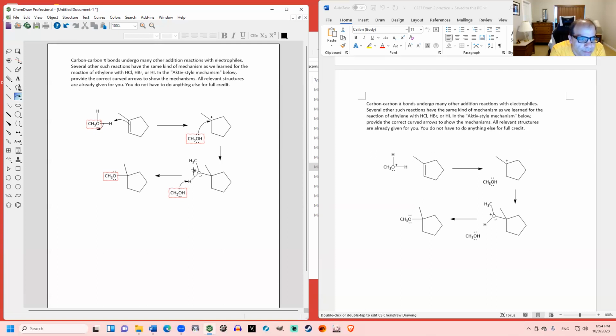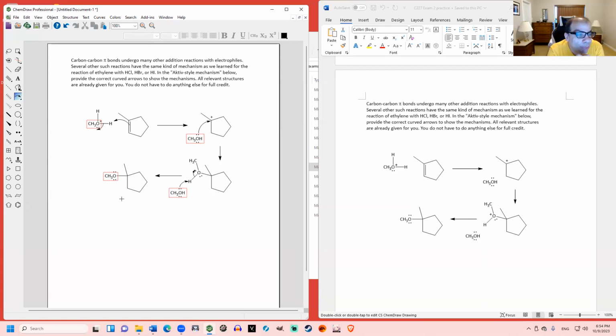And I'm a little bit limited on ChemDraw, I can't always draw the arrows quite like I would like to. But we break that hydrogen-oxygen bond and we put the electrons onto the oxygen with a plus charge. That gets rid of the plus charge. And you wind up with this structure. So these first 2 steps are exactly like the reaction with HCl, HBr, or HI. The only difference is this 3rd step, which is a deprotonation.